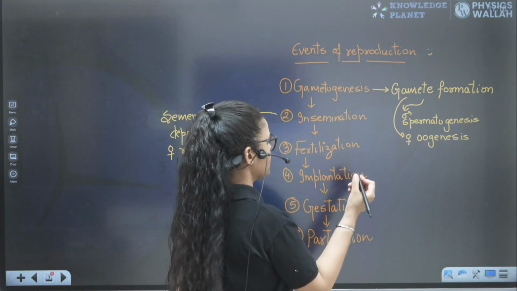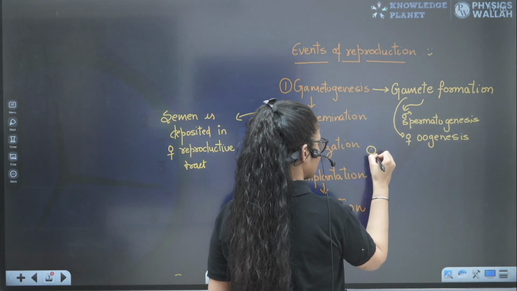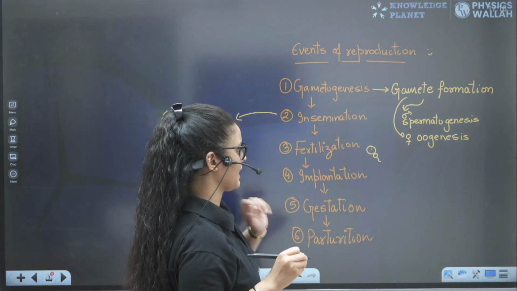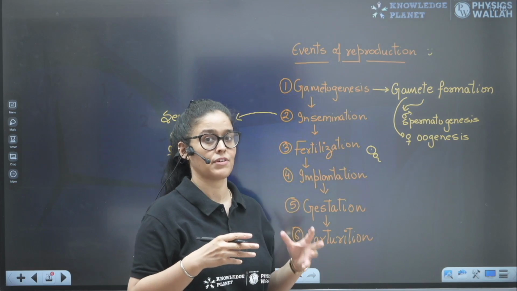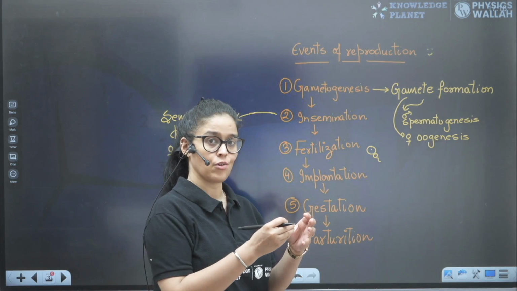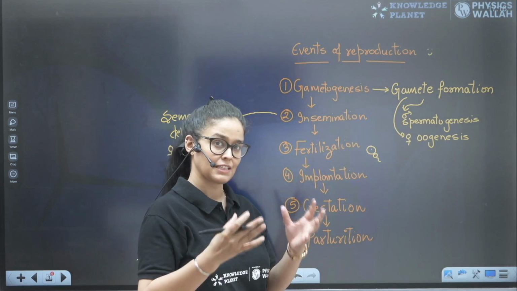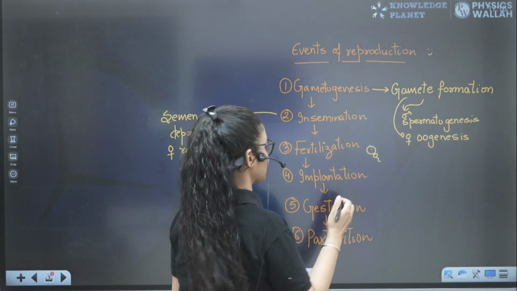What do you understand by fertilization? When the sperm fertilizes the ovum, it is known as fertilization, right? We will see the whole step of fertilization, and finally the sperm will migrate towards the ovum and fertilize it to form the zygote. This whole process is known as fertilization.